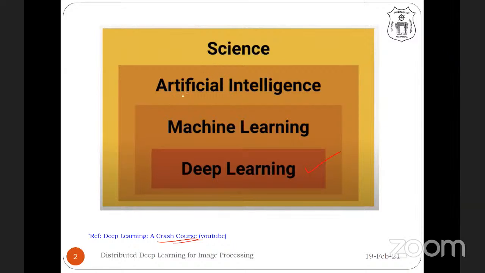Artificial intelligence is part of science, and machine learning is part of artificial intelligence. In the same way, deep learning is a kind of machine learning. Mostly other speakers might be talking about the details of machine learning and deep learning. But in this session, I'm going to talk about how deep learning can be used for image processing, and that too the concept of distributed deep learning. At the end of the session, I'm going to share two or three journal papers where we started working in this particular domain.